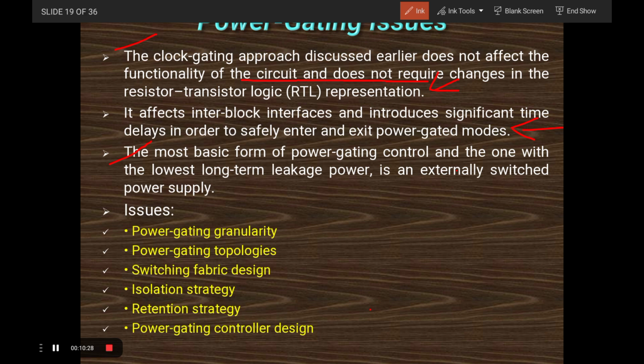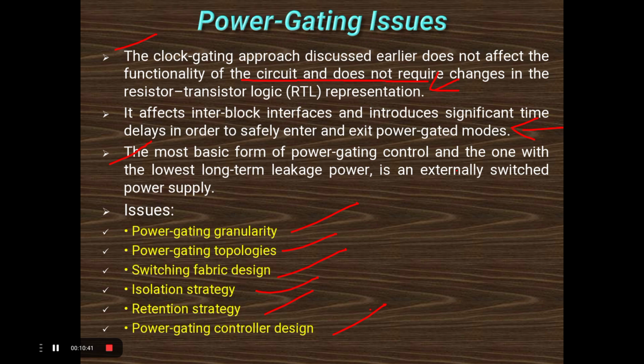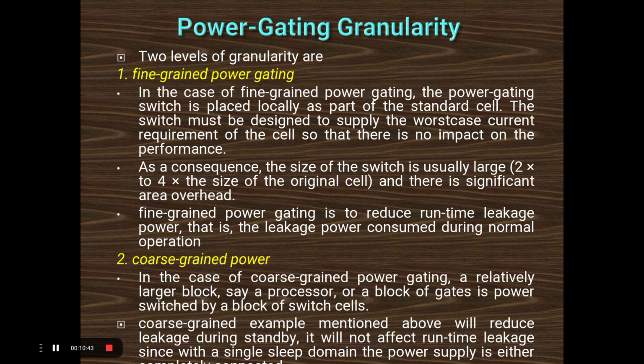So it also has some issues. These are the issues: power gating granularity, topology, switching fabric design, isolation strategy, retention strategy, power gating controller design. These are all internal parts of the corresponding power gating issues. Let us see one by one what is happening. Here, the first one is power gating granularity.